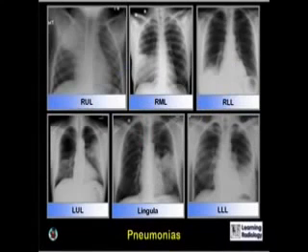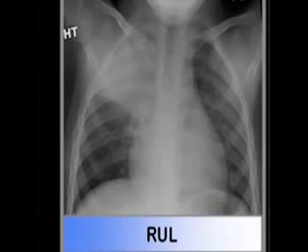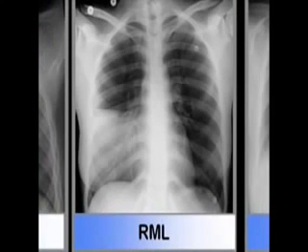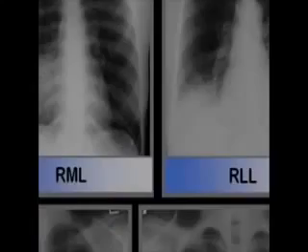Here is a composite slide that shows what lobar pneumonias look like in each of the lobes of the lung. This is a right upper lobe pneumonia. The inferior border is produced by the minor fissure. This is pneumonia in the right middle lobe. In this case, the superior border is produced by the minor fissure, and the pneumonia obscures the right heart border. This is the appearance of pneumonia in the right lower lobe, which silhouettes or obscures the right hemidiaphragm.